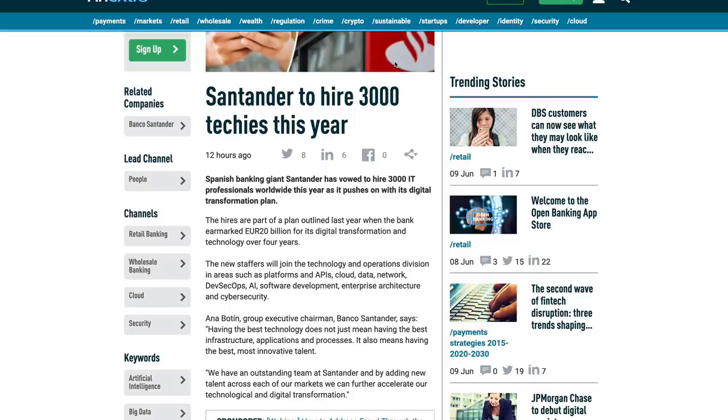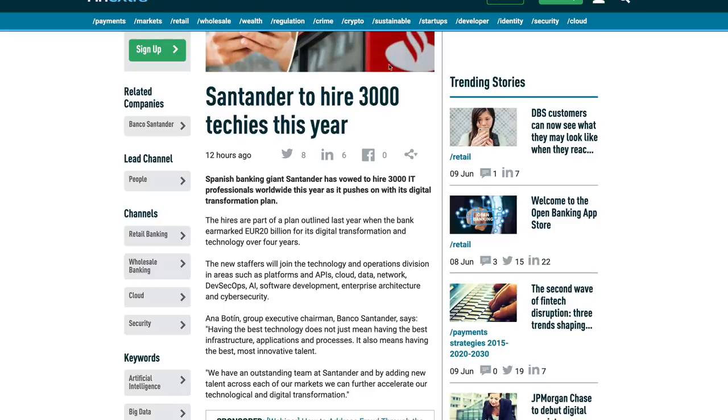The new staffers will join the technology and operations division in areas such as platforms and APIs, cloud data network, DevSecOps, AI, software development, enterprise architecture, and cybersecurity. Ana Botín, group executive chairman of Banco Santander, says having the best technology does not just mean having the best infrastructure, applications, and processes. It also means having the best, most innovative talent.